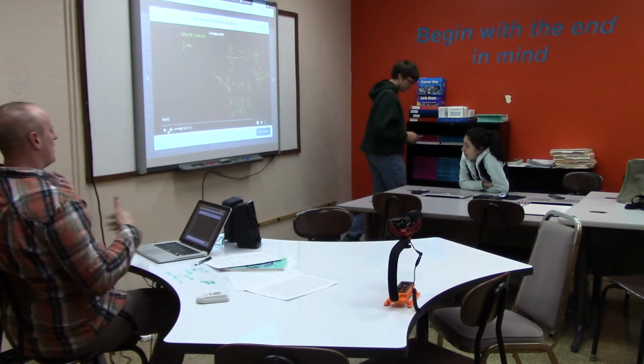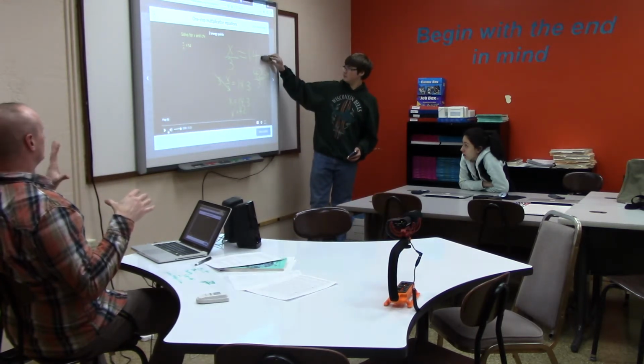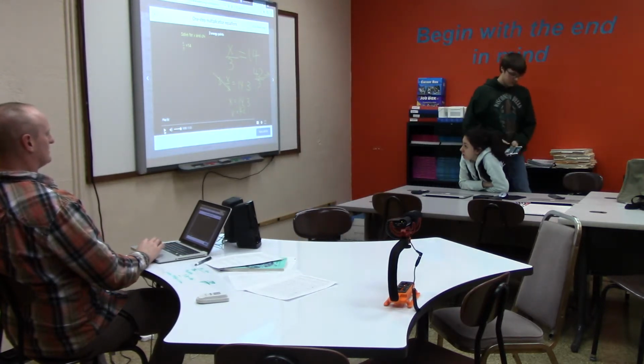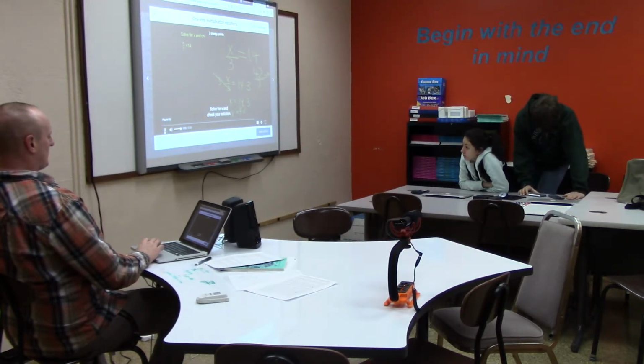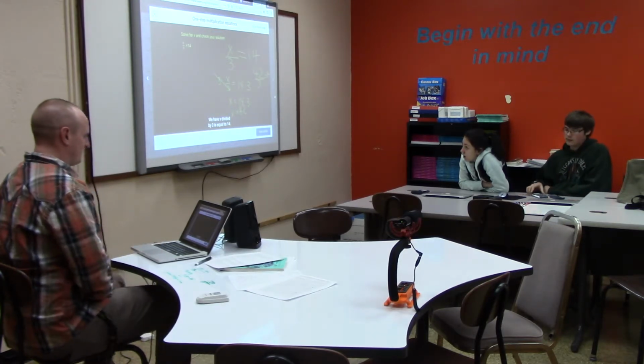Okay, so now the best part is on this Khan Academy, don't erase it, just leave it. We can check to see if we're correct. So let's see. Solve for x and check your solution. We have x divided by 3 is equal to 14.